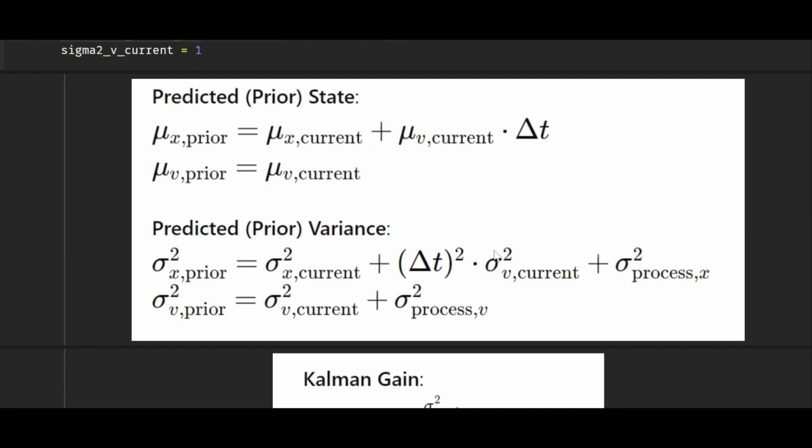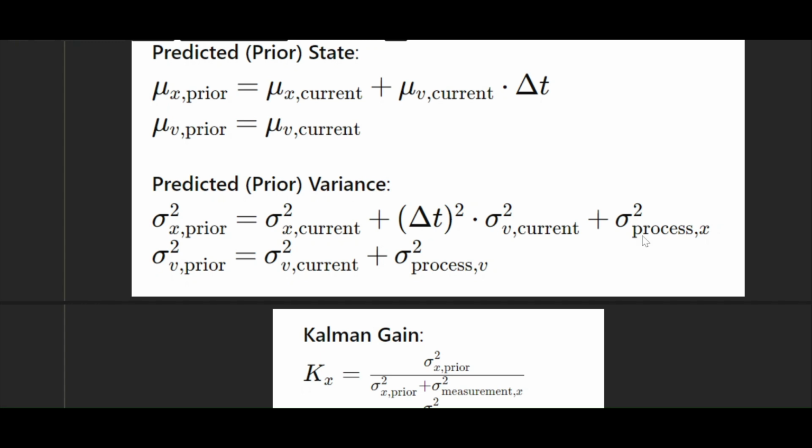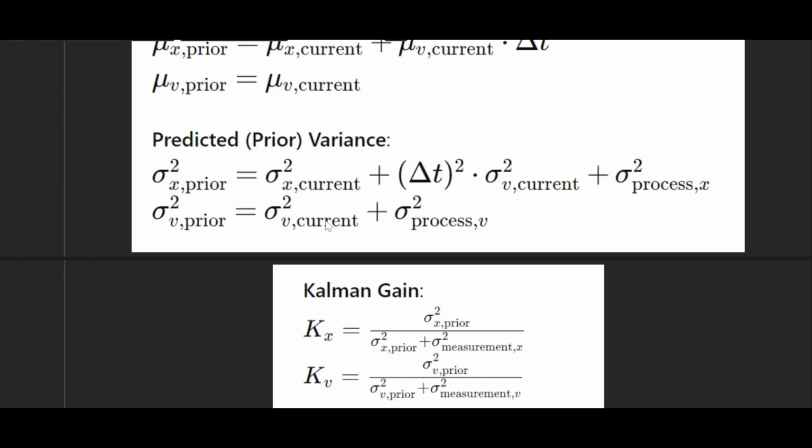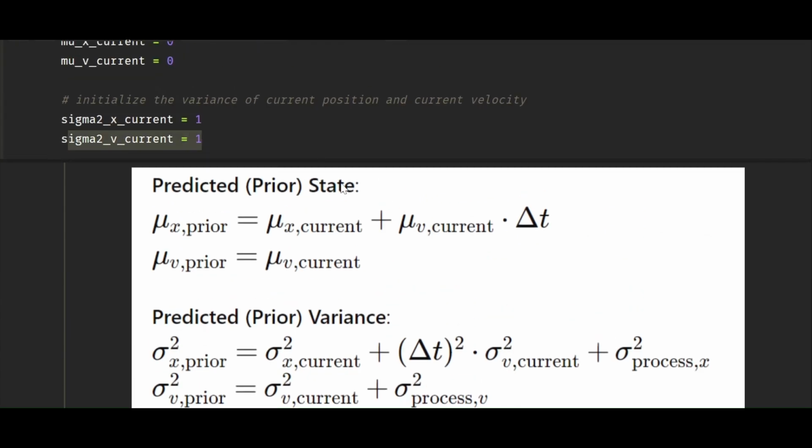I have some uncertainty regarding the current estimate of velocity, and that I'm going to multiply by the square of the time step. So this is the second component. And then I have the third component, which is coming because of process noise. We have process noise in the position channel, and that third component gets added like this. So this is the total uncertainty in the position channel. And then we have the velocity channel. I have some uncertainty associated with the current estimate of the velocity, which is here, initialized to 1.